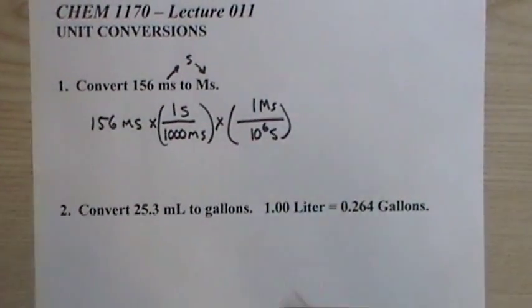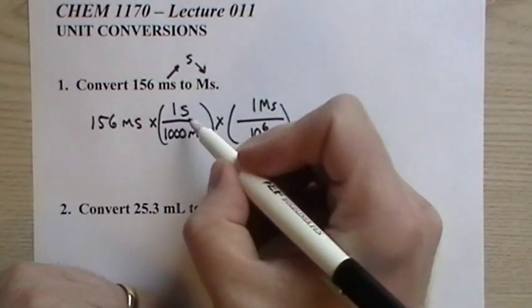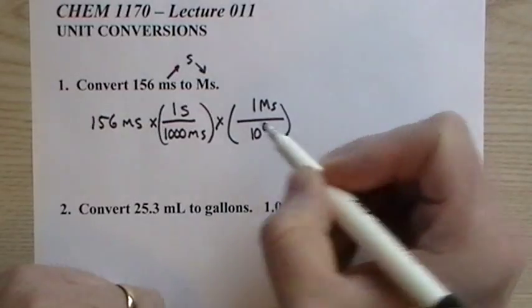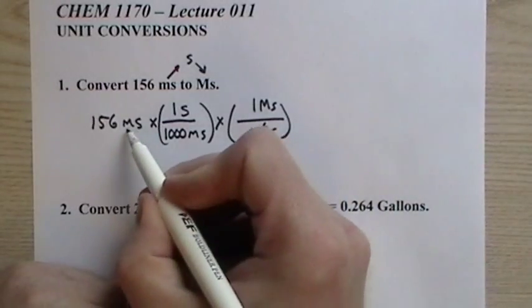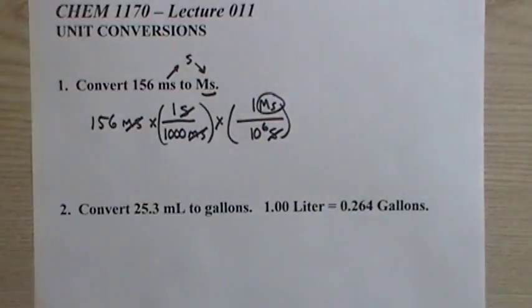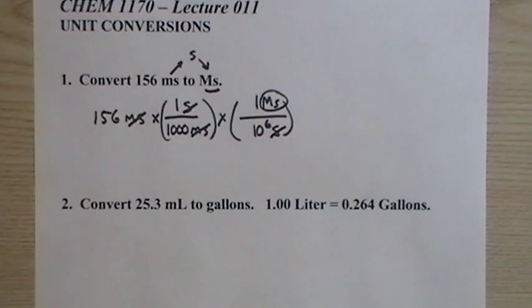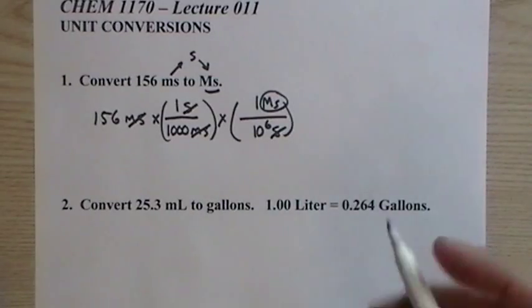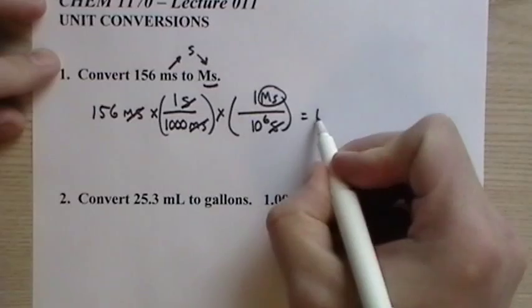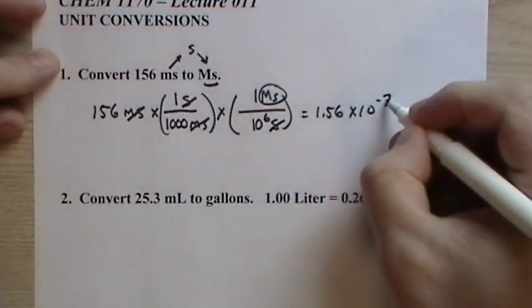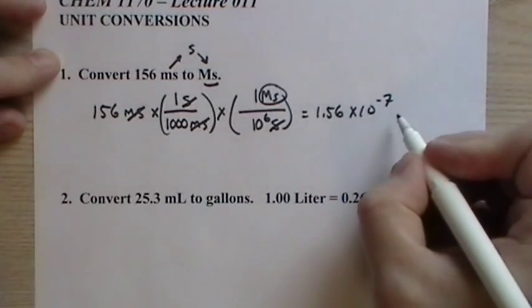So the big thing is make sure that the top and the bottom of your conversion factor are equal. 1 second is 1,000 milliseconds. 1 megasecond is 10 to the 6th seconds. And as you move along, you're canceling. We have milliseconds get canceled, seconds get canceled. We're left with megaseconds. That's what we wanted. So we should be all set. Now, it's going to be 156 divided by 1,000 divided by a million. So this comes up to be 1.56 times 10 to the, should be negative 7. Let me double check, and then megaseconds.